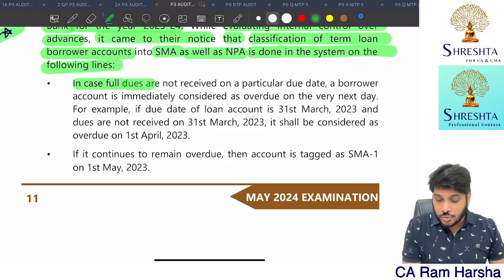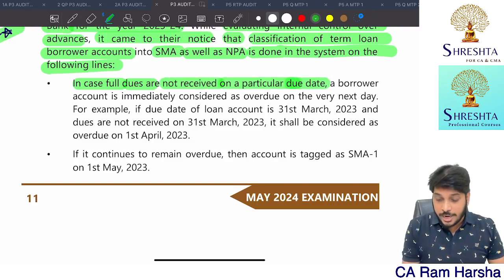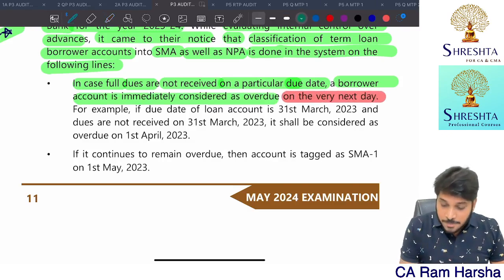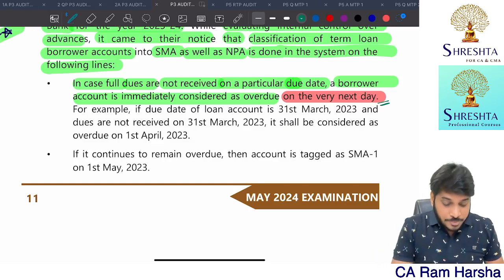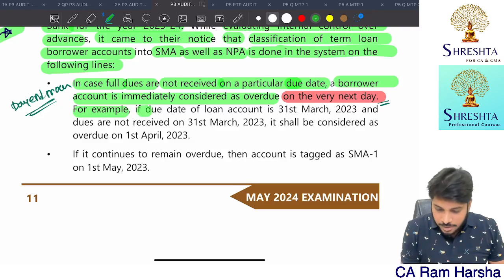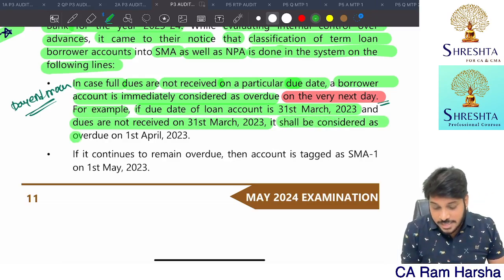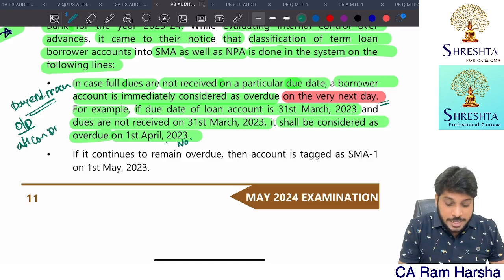In case full dues are not received on a particular due date, a borrower account is immediately considered as overdue on the very next day. Actually, logically, this is correct. But you know what banks generally do? They do a day-end process. For example, if the due date of a loan account is 31st March 2023 and dues are not received on 31st March, it shall be considered as overdue on 1st April. No. It shall be considered as overdue after completion of the day-end process.